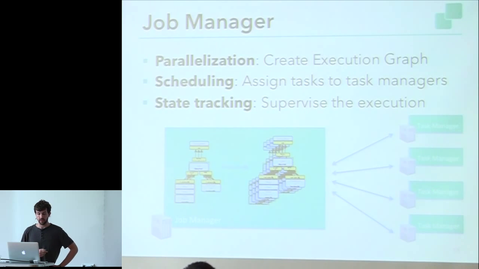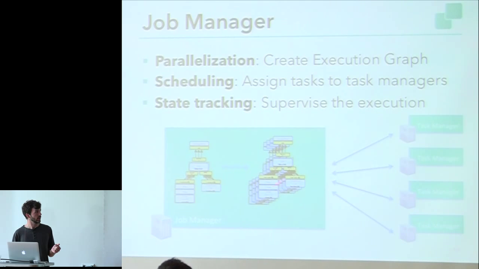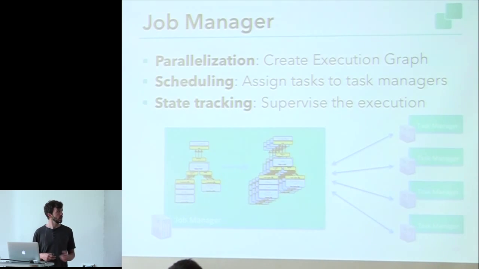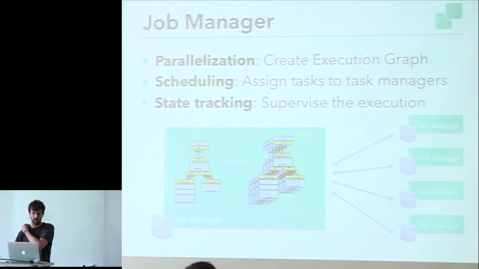And the job manager is, as I said, the master. From the job graph, it generates the execution graph, which is basically another graph which contains all the state of an execution of your program, and the job manager makes sure that it assigns the tasks to the task managers and handles failovers in case a task manager dies, and keeps track of the whole execution.